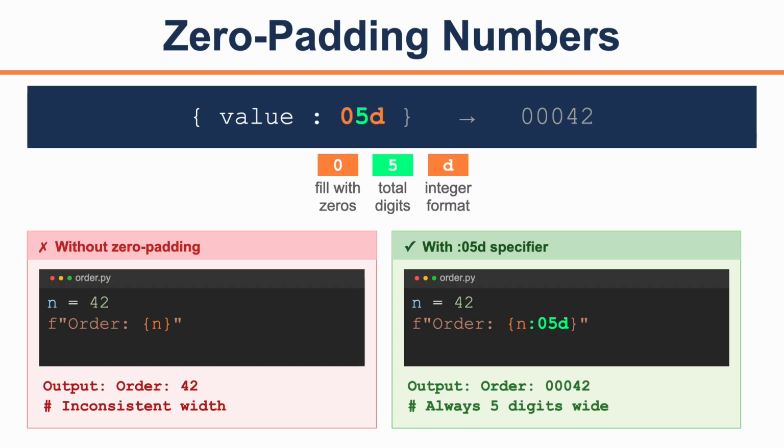Zero padding fills a number with leading zeros to reach a fixed width. You write 0 followed by the total number of digits, then the letter d for integer. This is useful for order numbers, codes, and any situation where a consistent width matters.